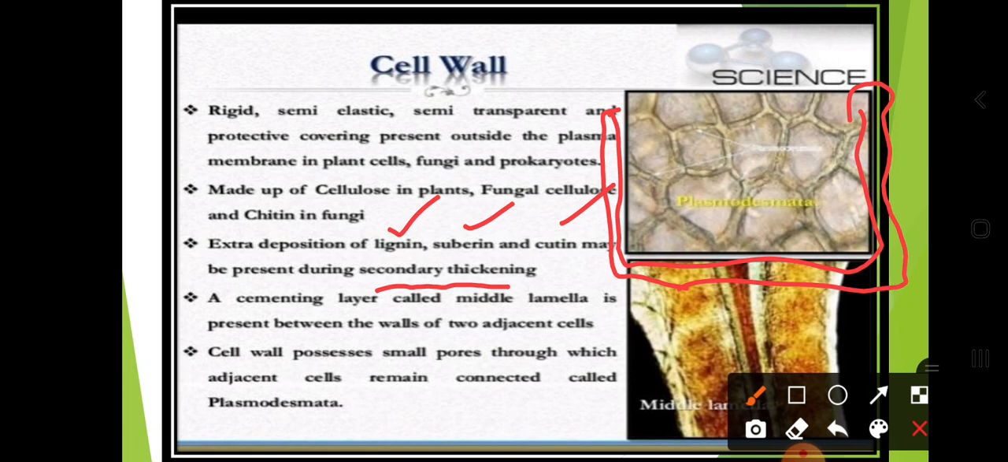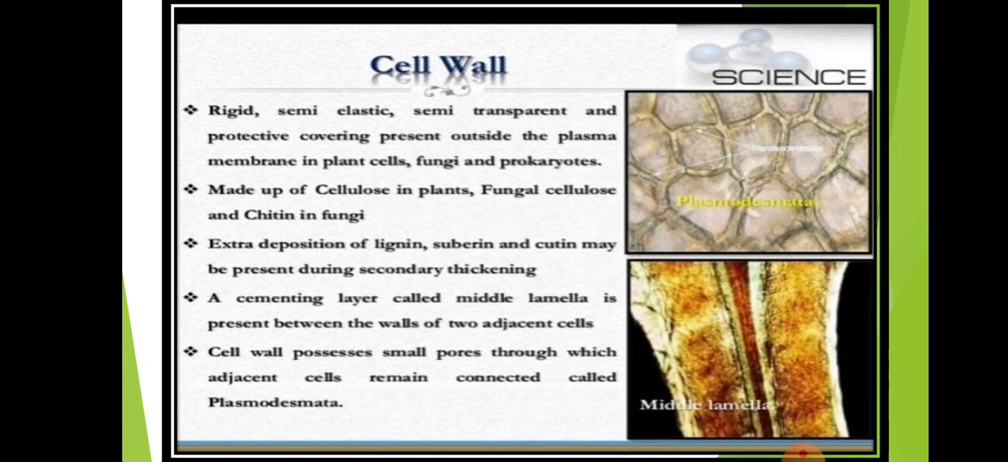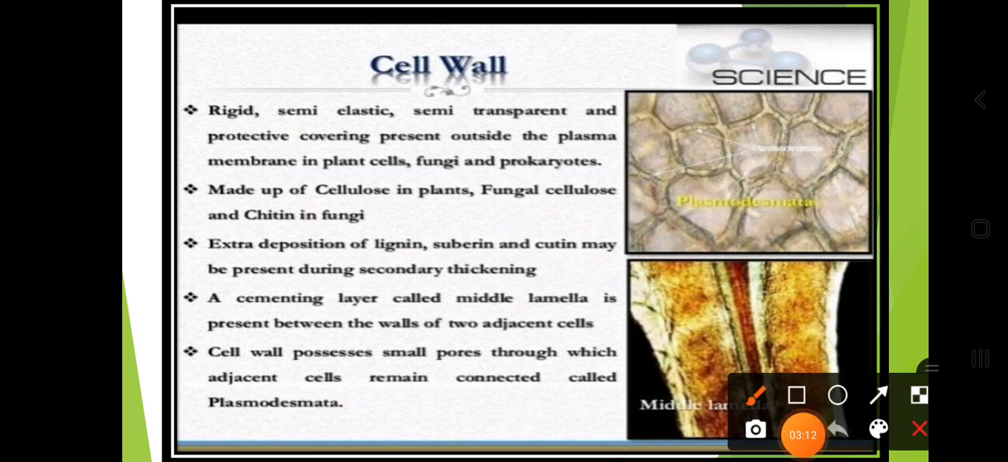Another thing we have is the cementing layer. For binding one brick to another brick, we want good quality cement. In this way, if you want to connect one cell to another cell, we have to check whether good quality cement is present or not. In the cell wall it is present. What is that cementing layer? That is the middle lamella.